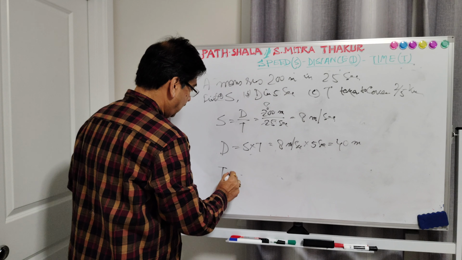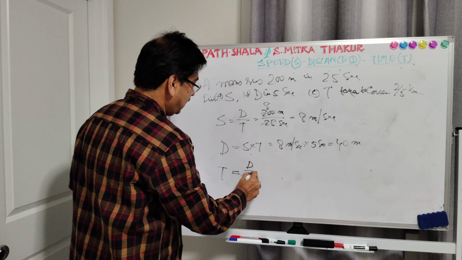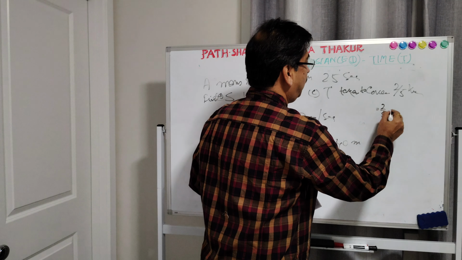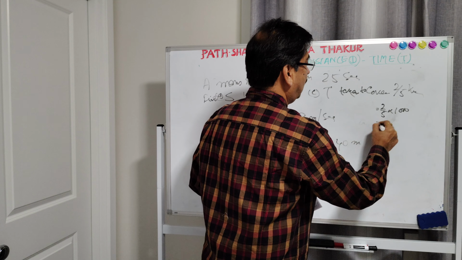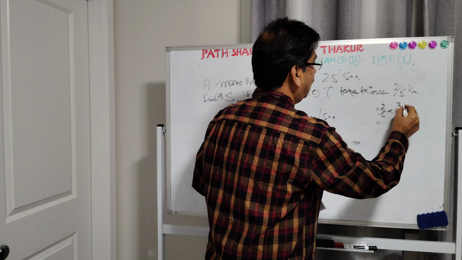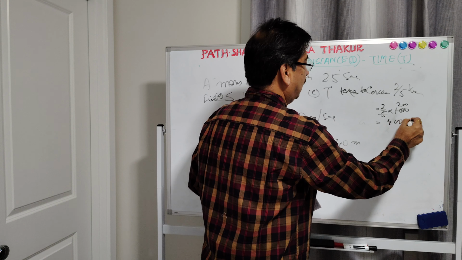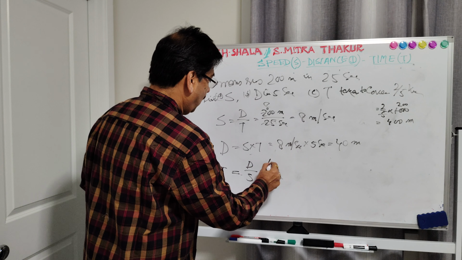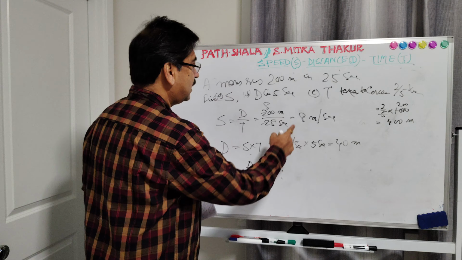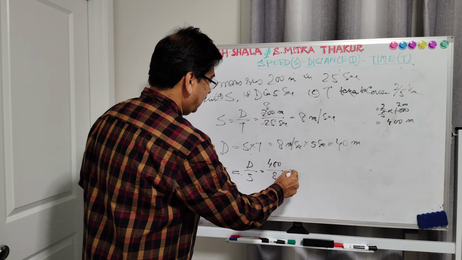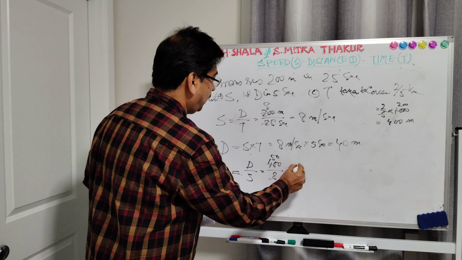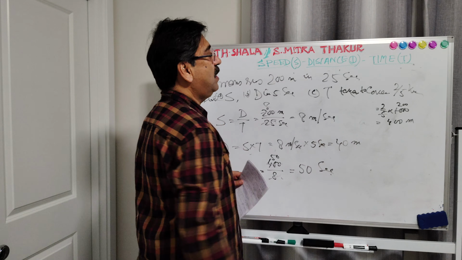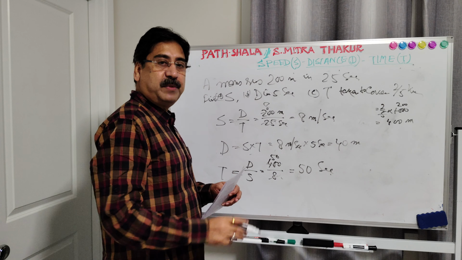And calculate time taken to cover 2.5 kilometer. Now time is equal to distance by speed. Distance is equal to 2.5 kilometer. That means 2.5 into 1000, that is 2500 meter. Here time is equal to distance, 2500 meter, and speed is equal to 8 meter per second. That is 312.5 seconds.